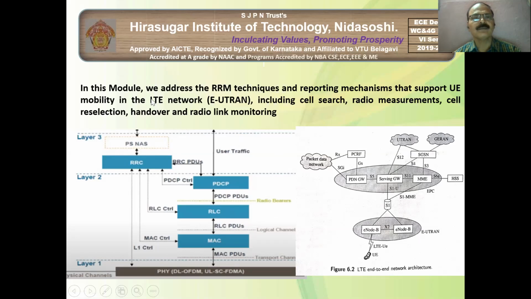We address here radio resource management techniques and reporting mechanisms that support UE mobility in the LTE network, that is E-UTRAN, including cell search, radio measurements, cell reselection, handover, and radio link monitoring, which we will be studying.